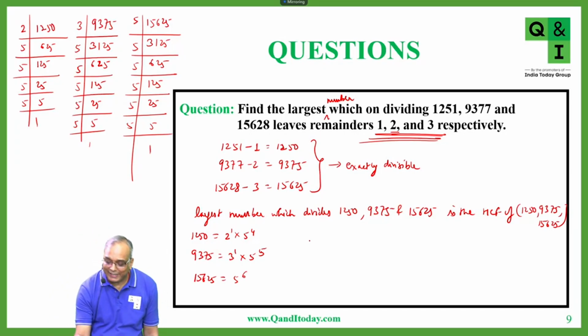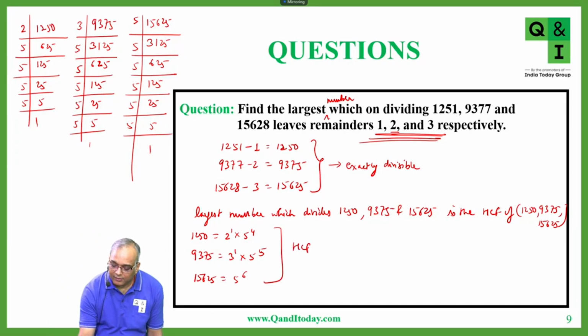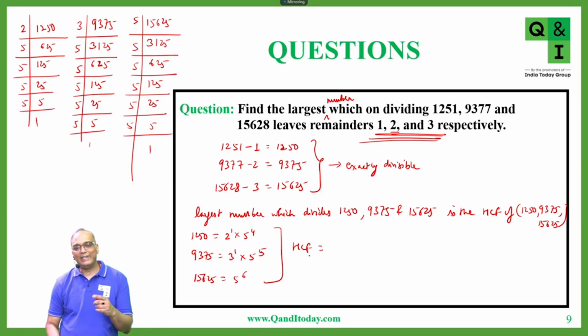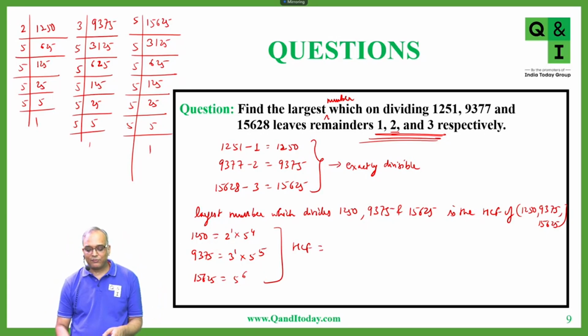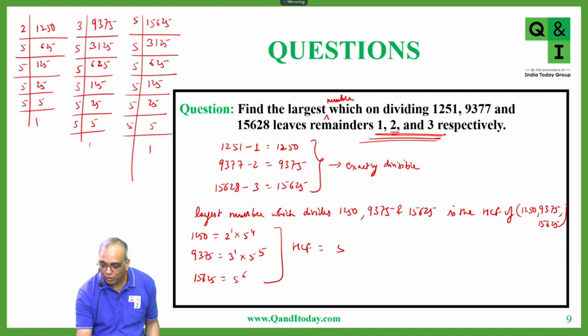Now to find the HCF, what we do is we find the common factor and the smallest power. So common factor is 5 and the smallest power of that is 4. So HCF is 5 to the power 4, which is equal to 625.